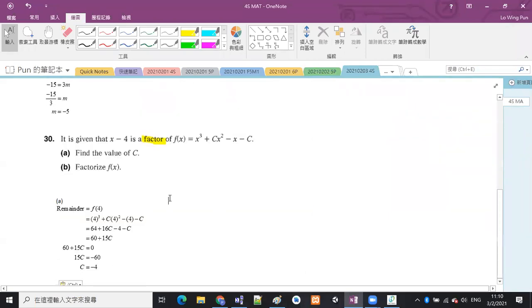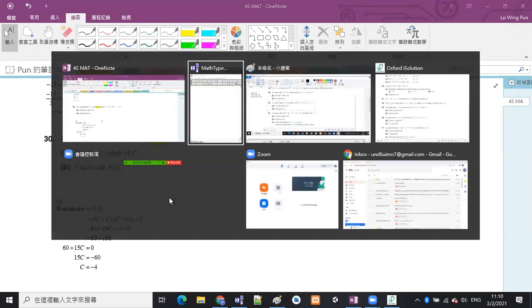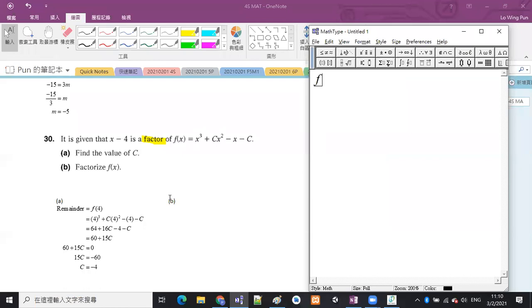Okay, and then part B. So same question, to factorize f(x). So write down the complete information about f(x) first. x cubed minus 4x squared minus x minus negative 4. Careful about this. Okay, so that is actually x cubed minus 4x squared minus x plus 4.